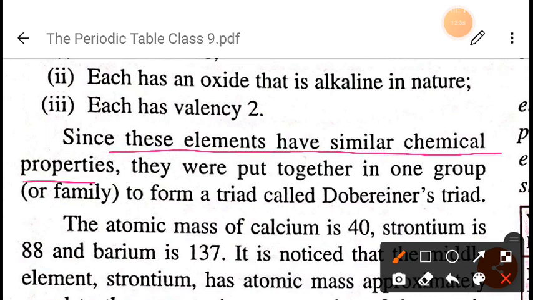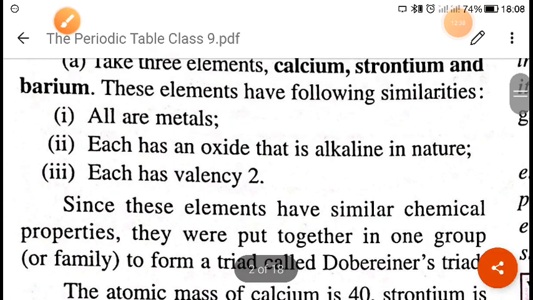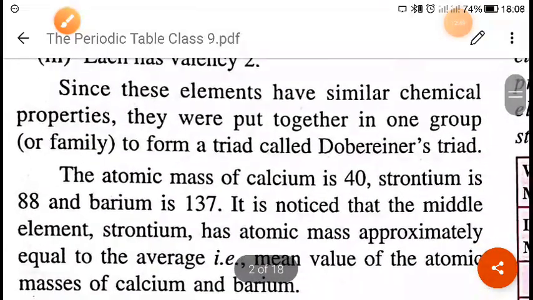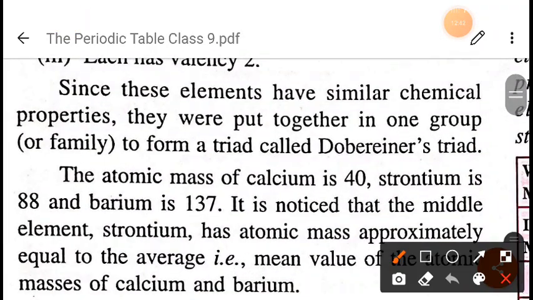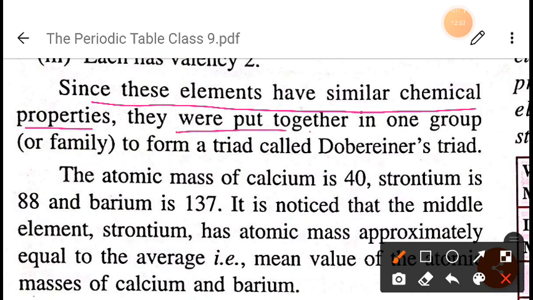Because oxides, valencies and all, these are chemical properties, right? So since we have seen that these three elements, calcium, strontium and barium, have similar chemical properties, what Döbereiner did is put them together in one group, to form a triad called Döbereiner's triad.